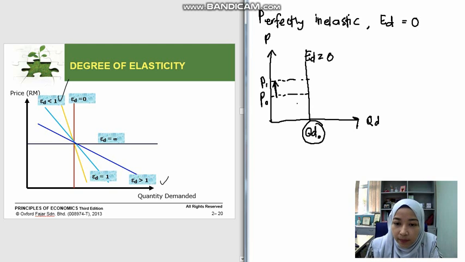It means that the demand is not responsive, or the consumers are not responsive to the change in the price of that product. So that's why you have a perfectly inelastic demand here, right?